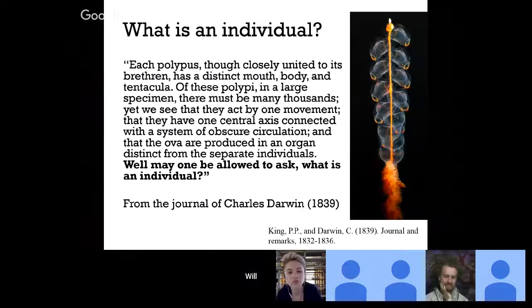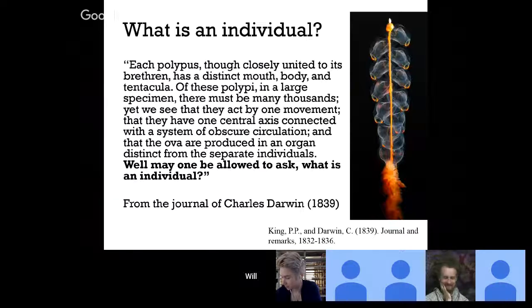So he was seeing these colonial siphonophores in the ocean, and he wrote, "Each polypus, though closely united to its brethren, has a distinct mouth, body, and tentacula. Of these polypi in a large specimen, there must be many thousands. Yet we see that they act by one movement, that they have one central axis connected with a system of obscure circulation, and that the ova are produced in an organ distinct from the separate individuals. Well, may one be allowed to ask, what is an individual?"